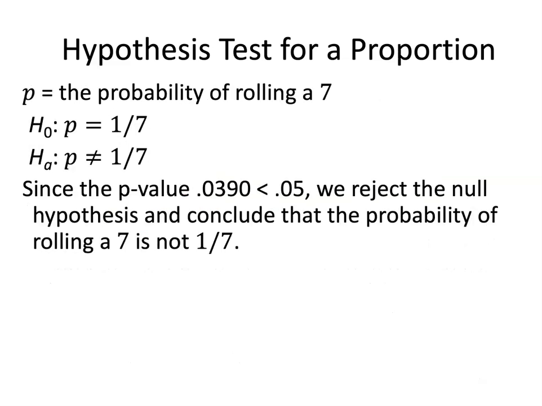P, probability of rolling a 7. Here's our null hypothesis. Here's our alternative hypothesis. Since the p-value, 0.0390, is less than 0.05, we reject the null hypothesis and conclude that the probability of rolling a 7 is not 1/7.